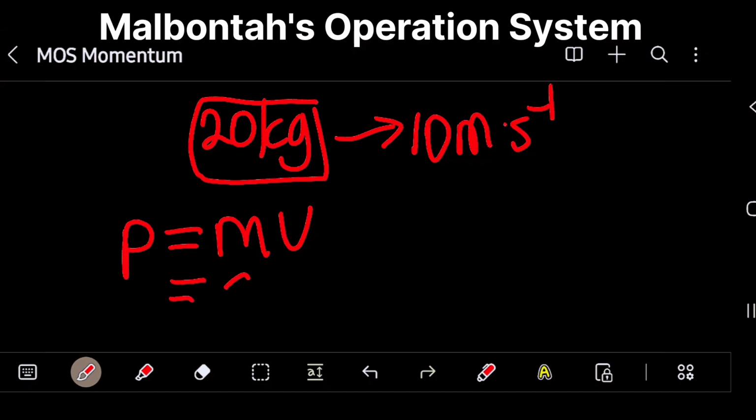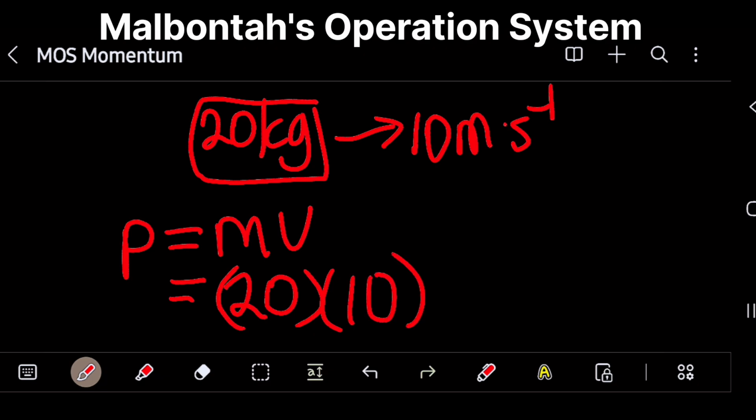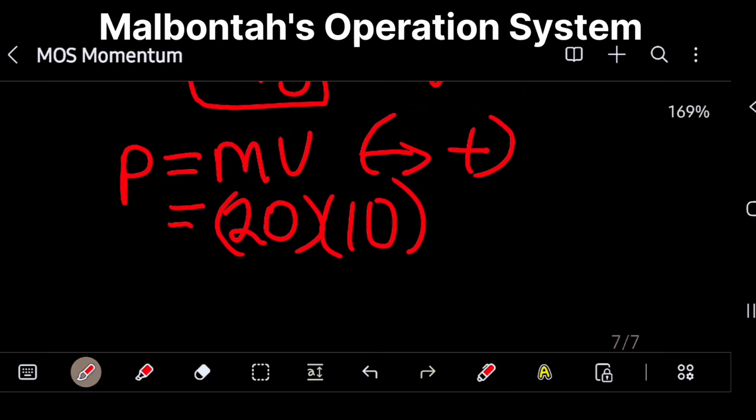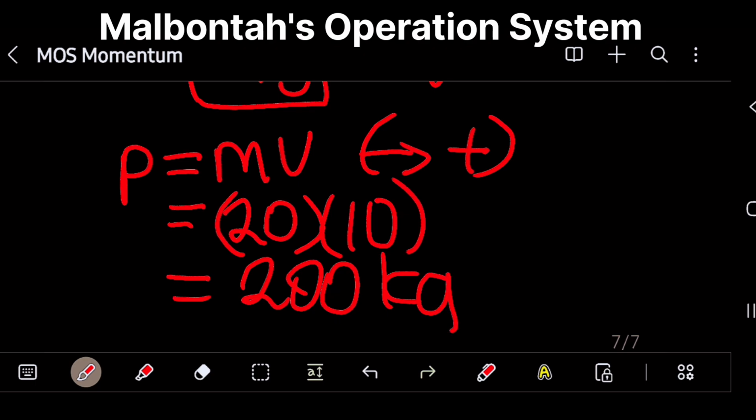So p equals 20 times what is v? v there is 10. But be cognizant to include the direction. If I choose right to be positive, I am safe to substitute a 10 like that. And so what do we get? 200 kilograms meters per second.